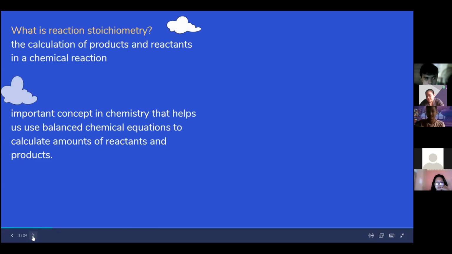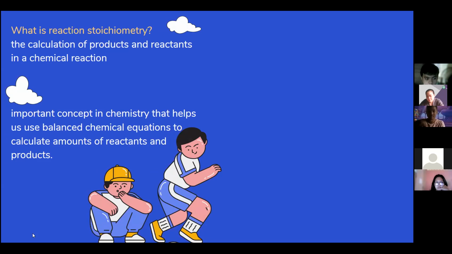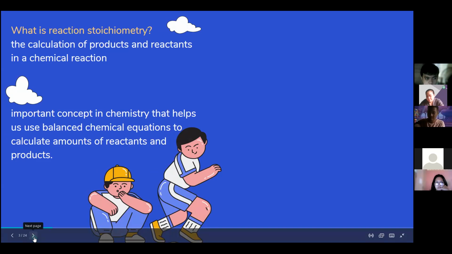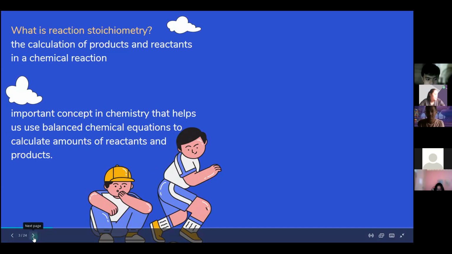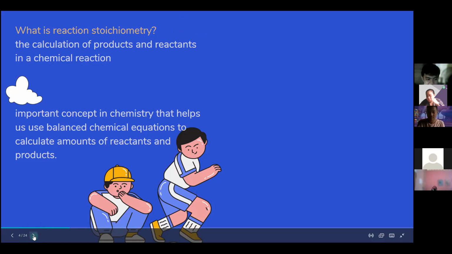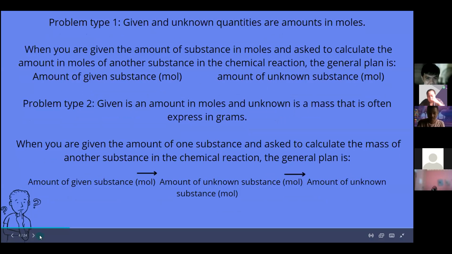Next, please. What is reaction stoichiometry? The calculation of the products and reactants in a chemical reaction is a crucial concept in chemistry. It helps us use a balanced chemical equation to calculate amounts of reactants and products. It predicts how much of a reactant participates.